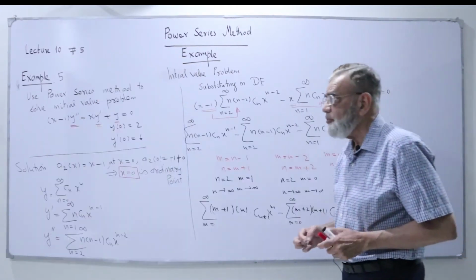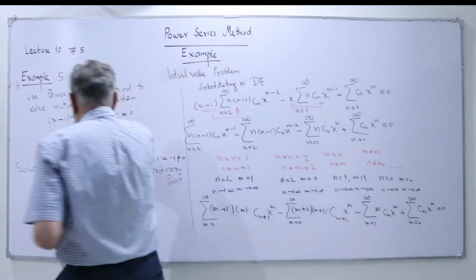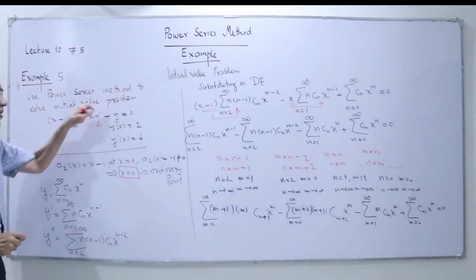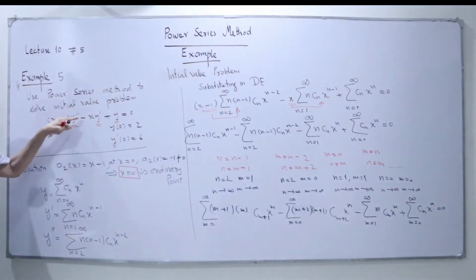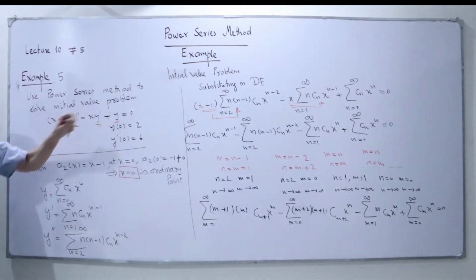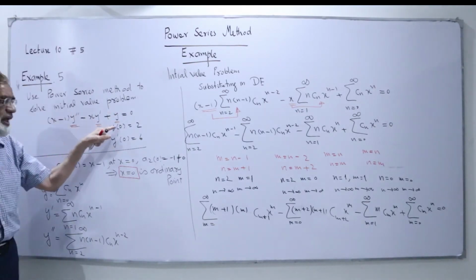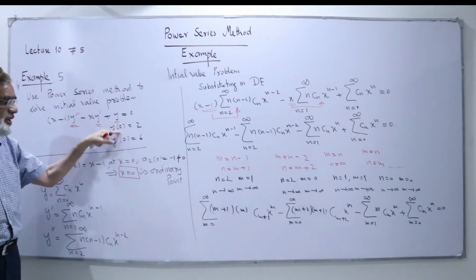So we take this example 5. In this example, we use the power series method to solve an initial value problem. This is my initial problem: (x minus 1) y double dash minus x y dash plus y equal to 0, and initial conditions are at x equal to 0. So we check this x equal to 0.